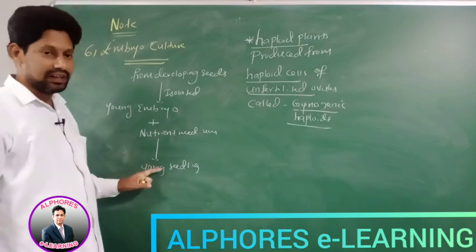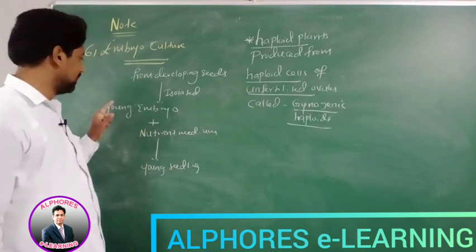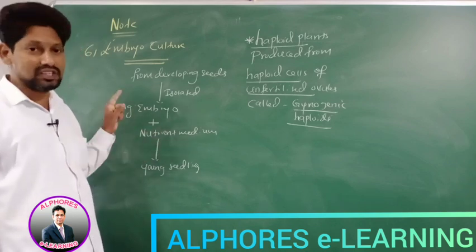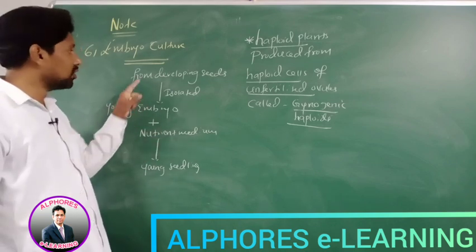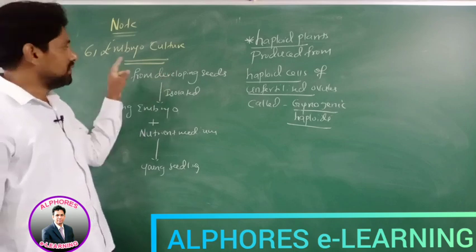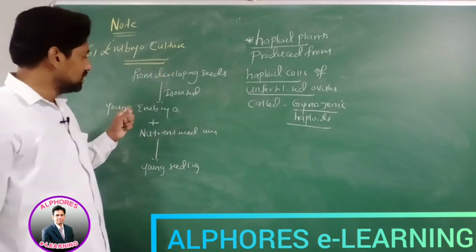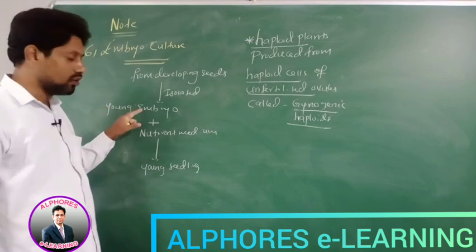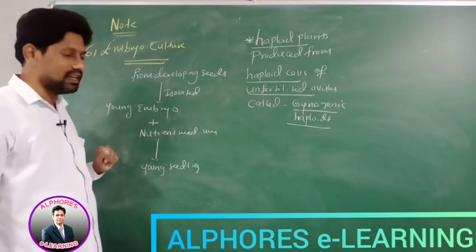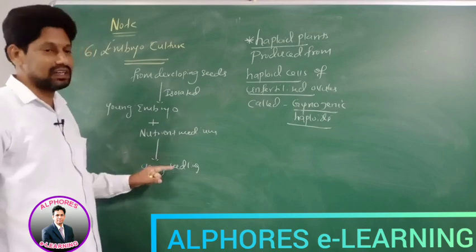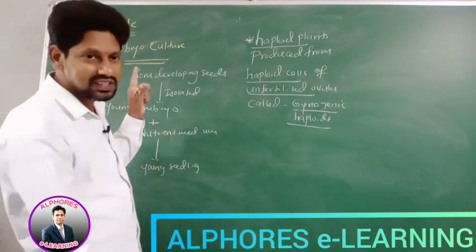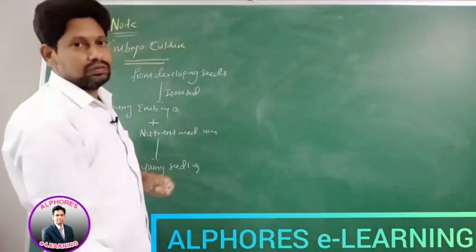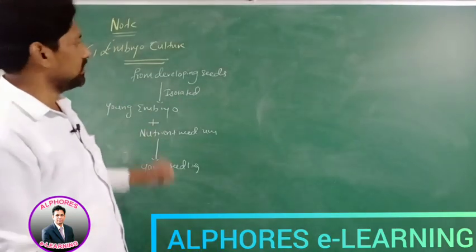Therefore, a young seedling is obtained when a young embryo is grown on a nutrient medium. This young embryo belongs to a developing seed. From a developing seed, the young embryo is isolated, and when grown on a nutrient medium, it produces a young seedling. This is called embryo culture. Now, what are the uses of this embryo culture?